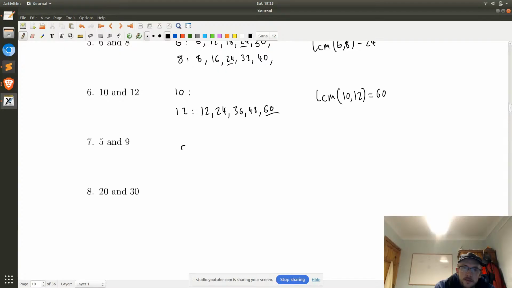For 5 and 9, we have a similar thought. We know a divisibility rule for 5 is that if the number ends in 5, it's divisible by 5, or if it ends in 0. So I just have to go forward in the 9 times table and wait until I hit a number that ends in 5 or 0. And I don't have to list out the multiples of 5. So 9, 18, 27, 36, and 45 is the answer.